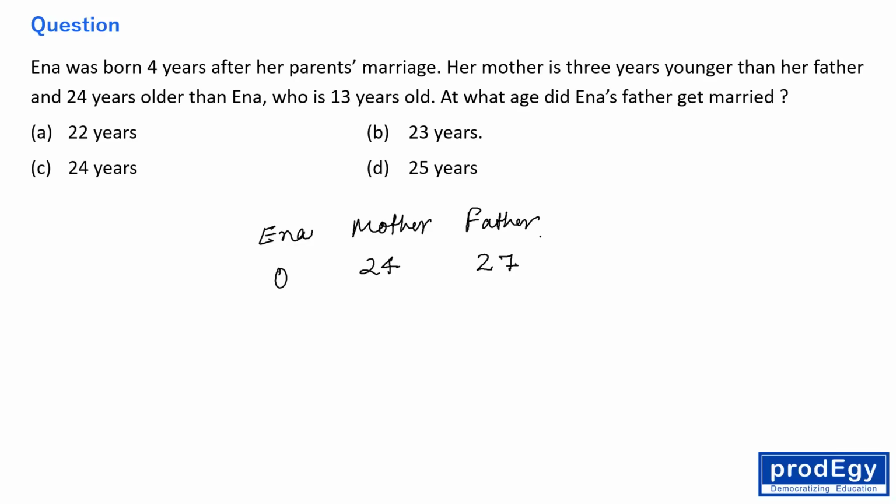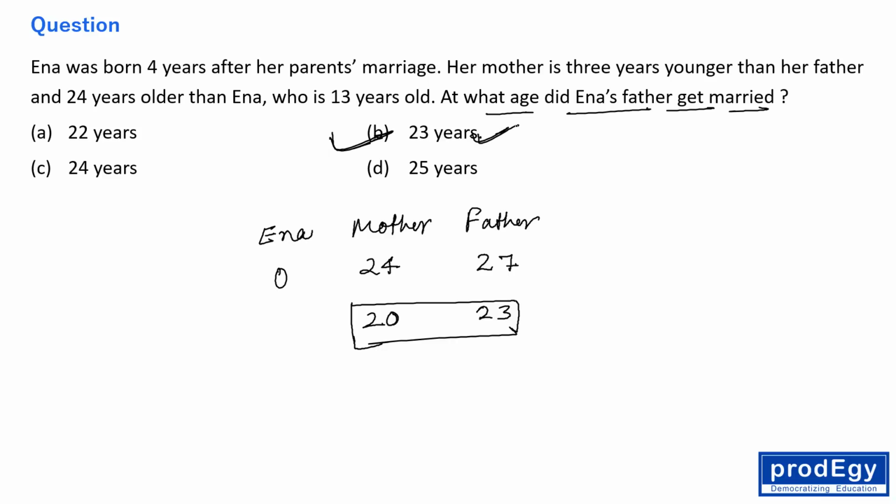At what age did Anna's father get married? 4 years after the marriage Anna was born, so they married 4 years before Anna's birth. So 4 years ago, the mother was 20 and the father was 23. When Anna's parents got married, her mother was 20 years of age and her father was 23 years of age. So the answer is B.